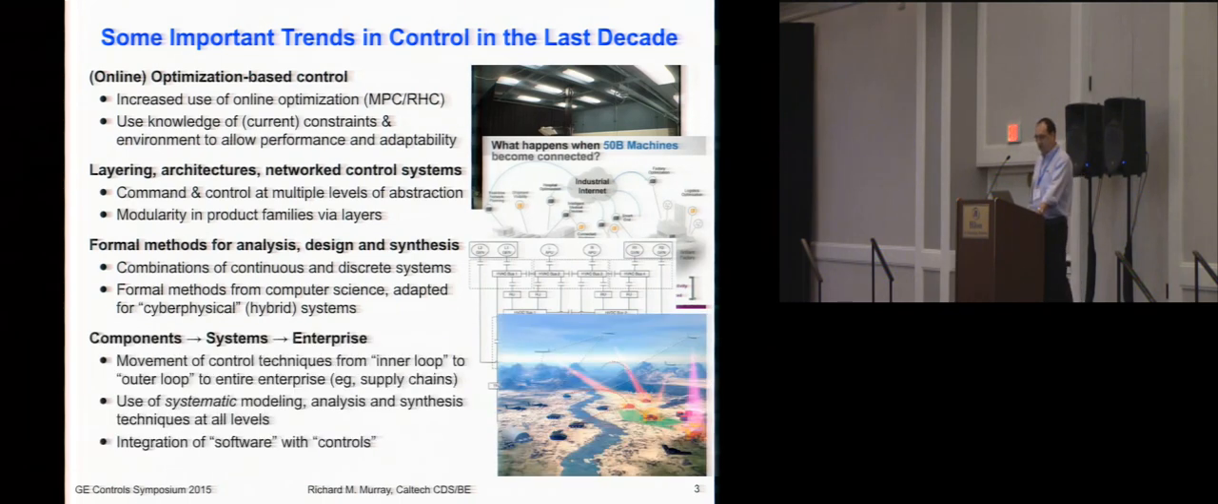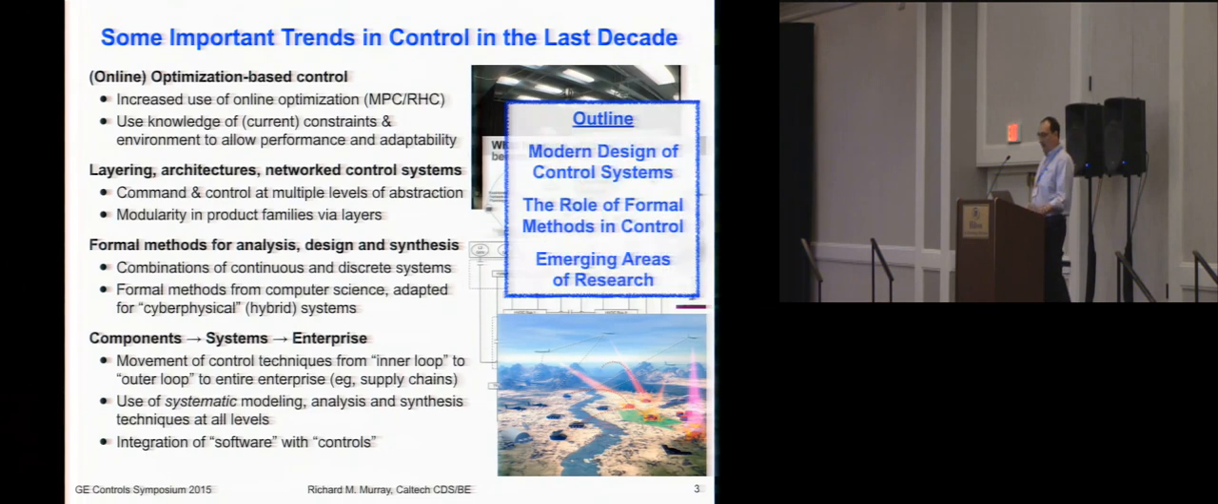And I think the big trend is just how do we go from thinking about control of components to thinking about control of systems to thinking about control of the entire enterprise, an entire suite of systems all operating at once. So what I'd like to talk about today then is say a little bit more about modern design of control systems. How do we design control systems? What are some of the ideas there? And then I'll talk about the role of formal methods in that context. And then talk a little bit about some of the emerging areas and things that I think hopefully together we can do.